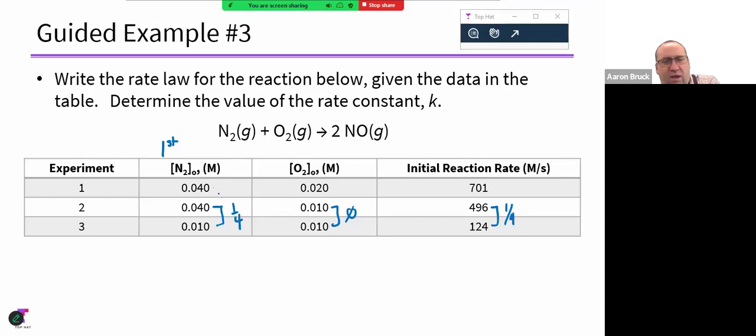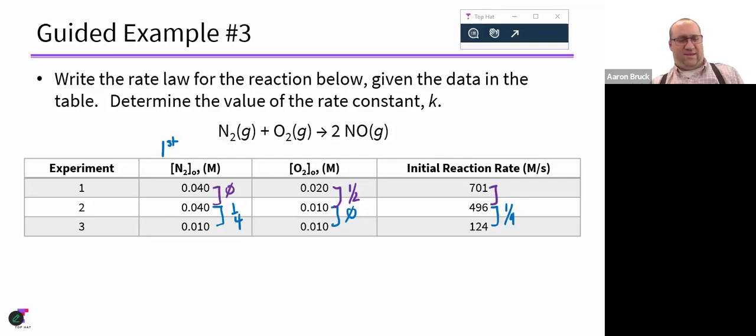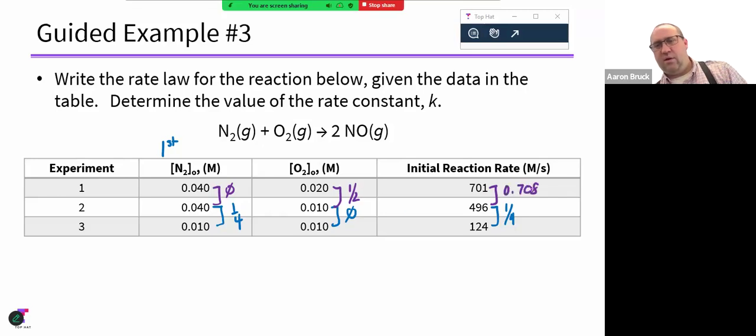Now if we take it to the next step and look at the oxygen, between reaction 1 and reaction 2, nitrogen is held constant. And we see that oxygen is cut by a factor of 1/2. But 496 divided by 701, that's not a half. That's 0.708. So the question is, well, what do we do with this information?